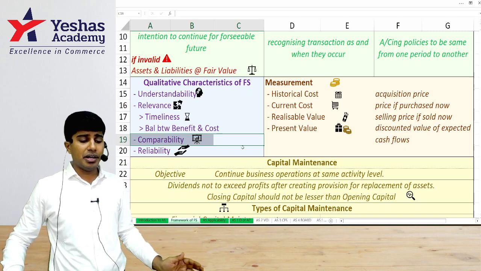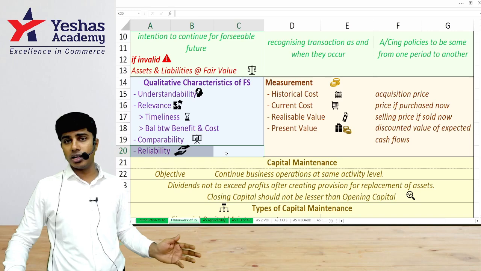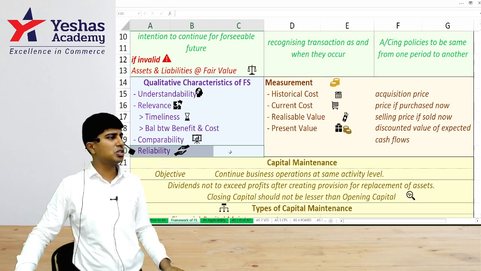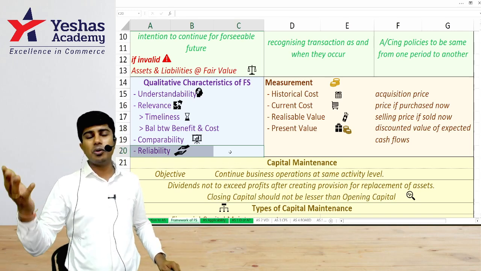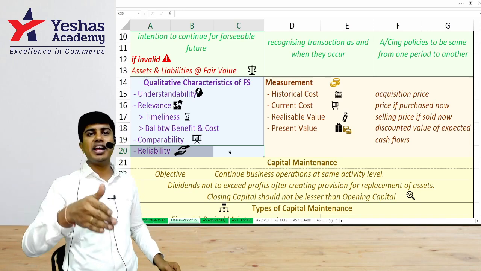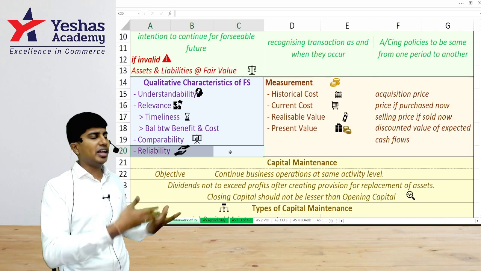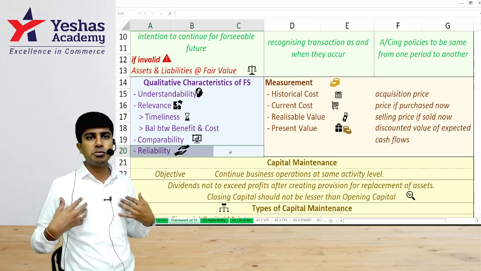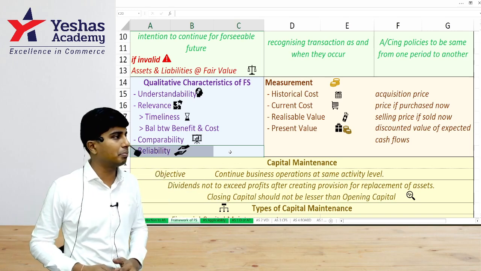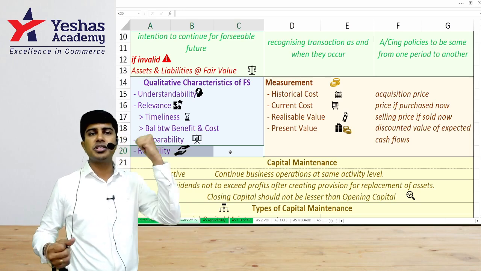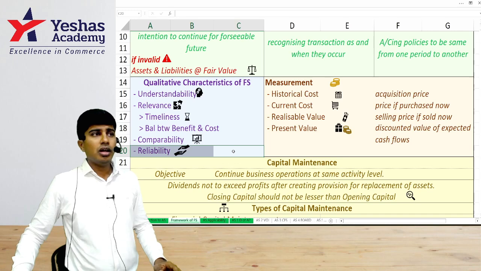And lastly, reliability. If I have to trust a company's progress, that is based on the financial statements which are audited and the audit report. For the auditor to audit, first the financial statements have to be prepared. So financial statements which are audited help me rely upon the progress of a company or rely upon the information that is provided by the company.